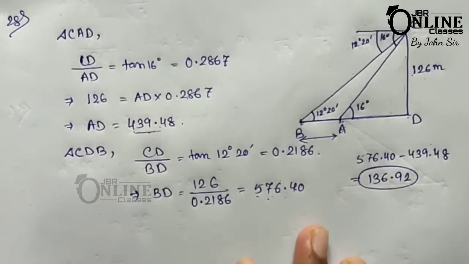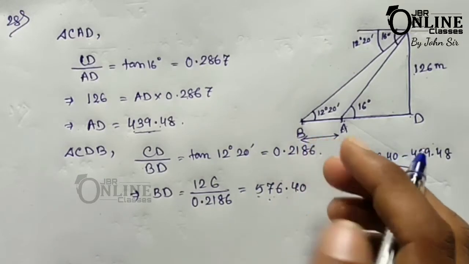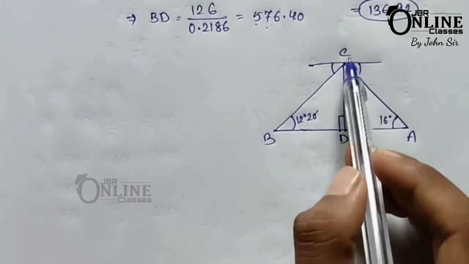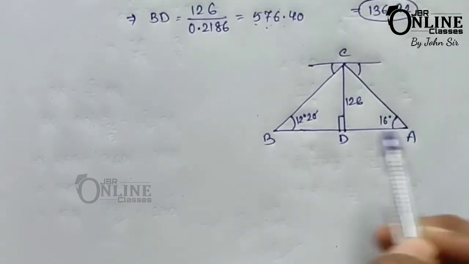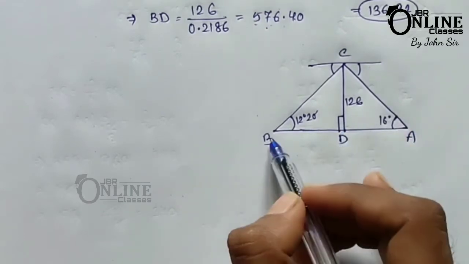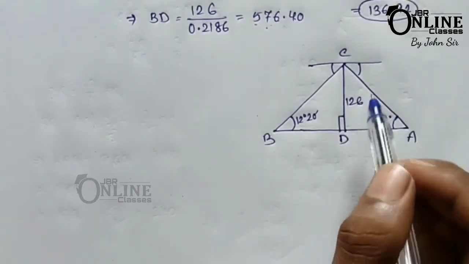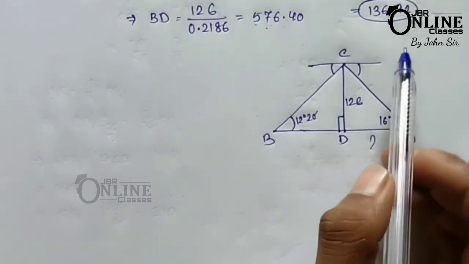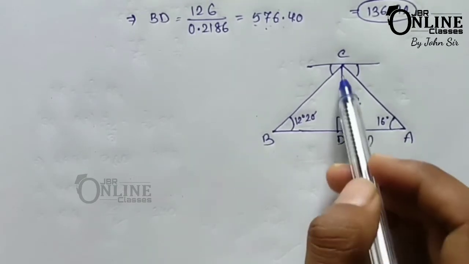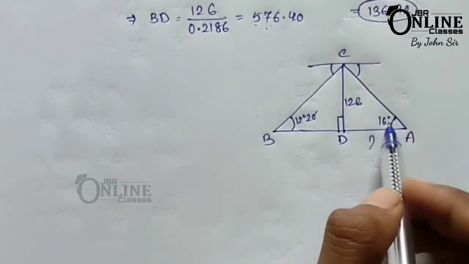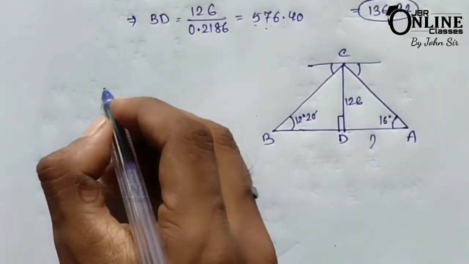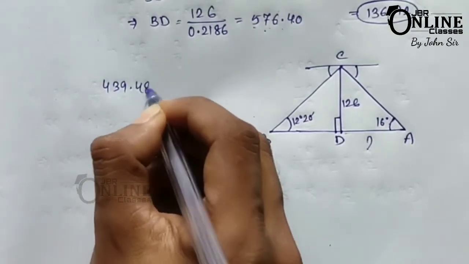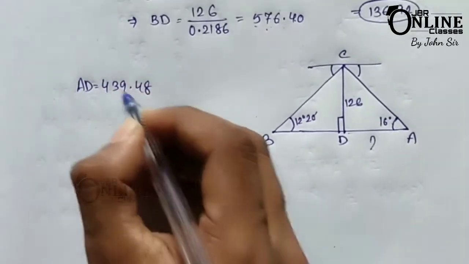Now in the second case, where the two rocks are on opposite sides of the tower. So that is the diagram where CD is the tower, and here A is the first rock and B is the second rock. So from that triangle, first you have to find the value of DA. CD is the perpendicular and DA is the base. So tan 16°, and you will get here 439.48. So the value of AD equals 439.48.